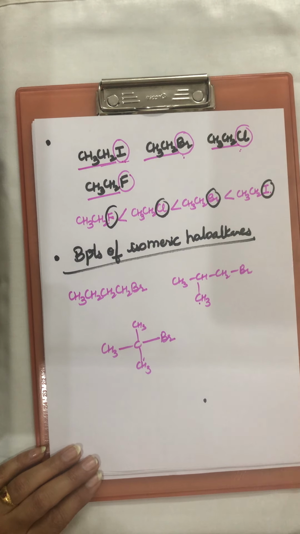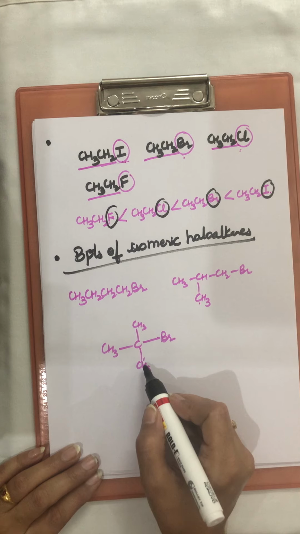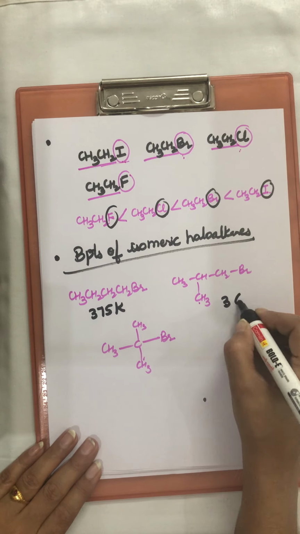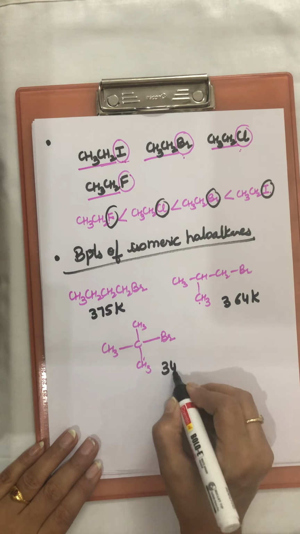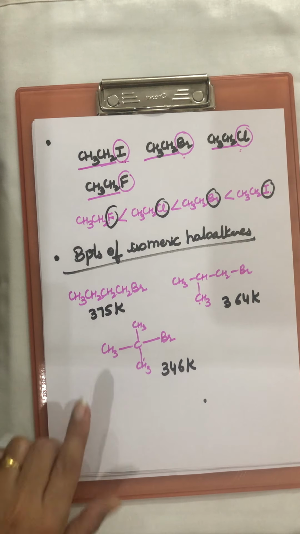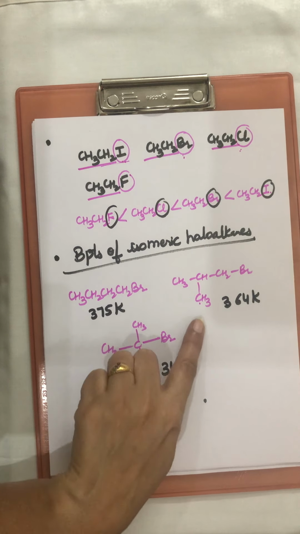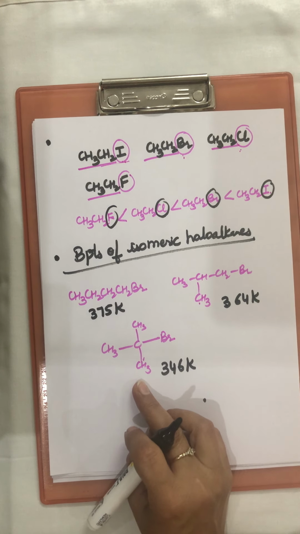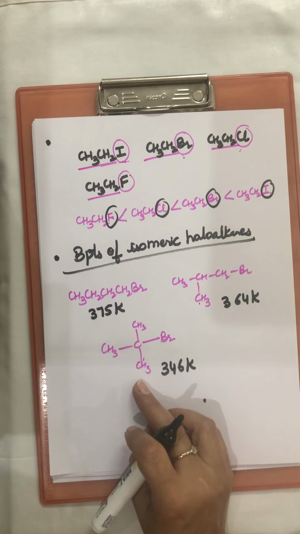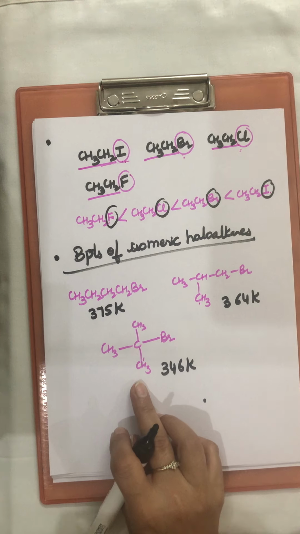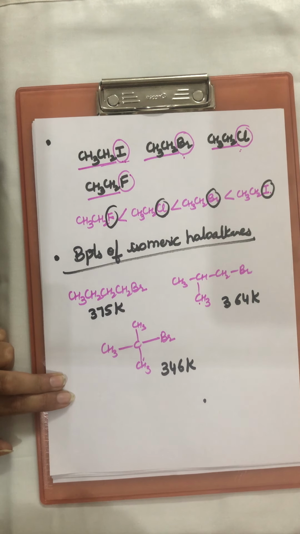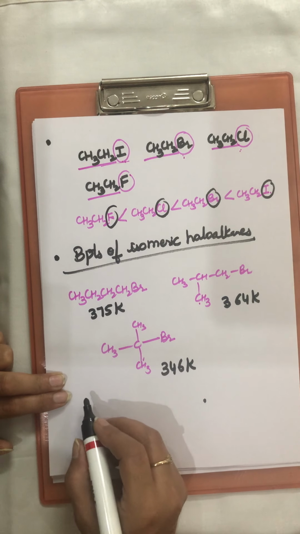So in this case, these have the same molecular formula, but the boiling point of this one is 375 Kelvin, this one is 364 Kelvin and this has 346 Kelvin. So boiling point is decreasing with the branching. As the branching increases, the boiling point decreases. The reason is with increase in branching, surface area decreases. Lesser is the surface area, lesser will be the magnitude of van der Waals forces. Hence the boiling point decreases with increase in branching.